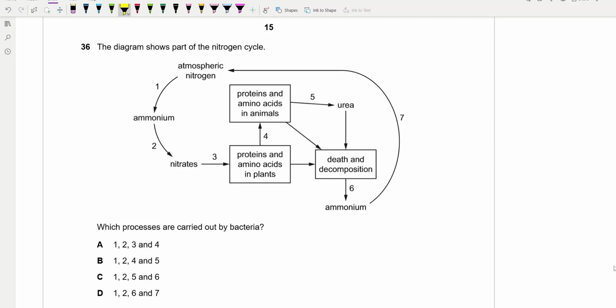Question number 36. The diagram shows part of the nitrogen cycle. Which processes are carried out by bacteria? So, process number 1, 2, not 3, not 4, not 5, then 6 and 7 are carried out by bacteria. So, the correct answer would be option D, 1, 2, 6 and 7.